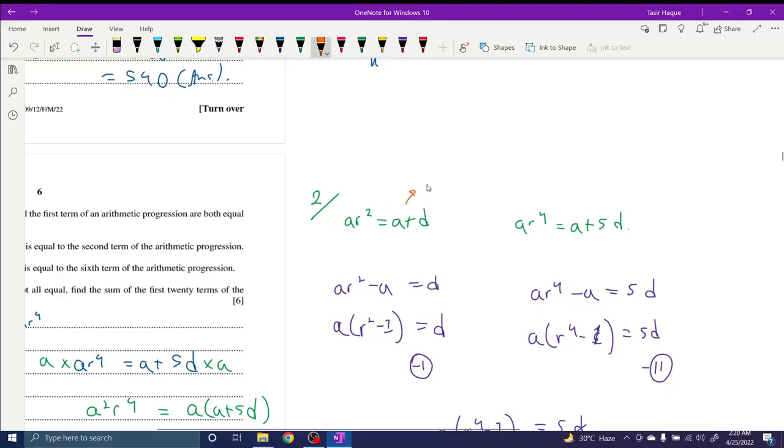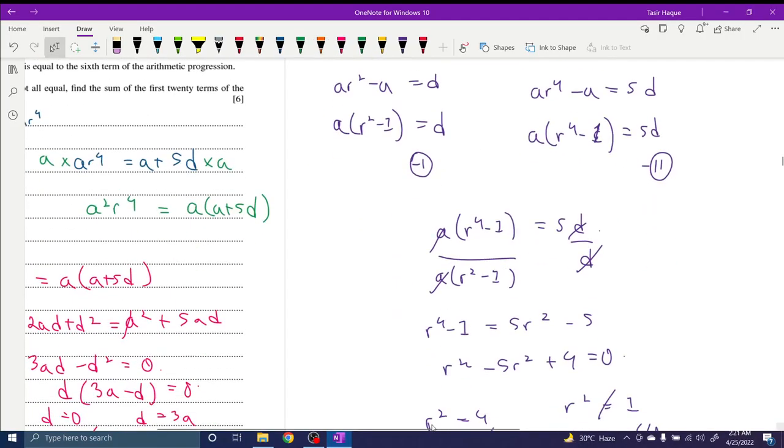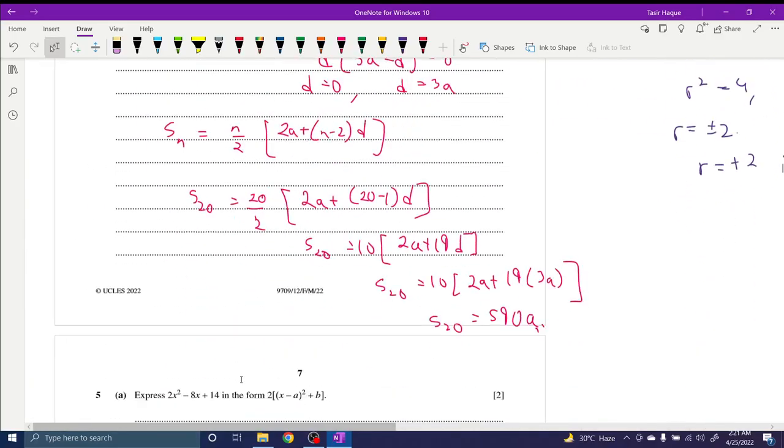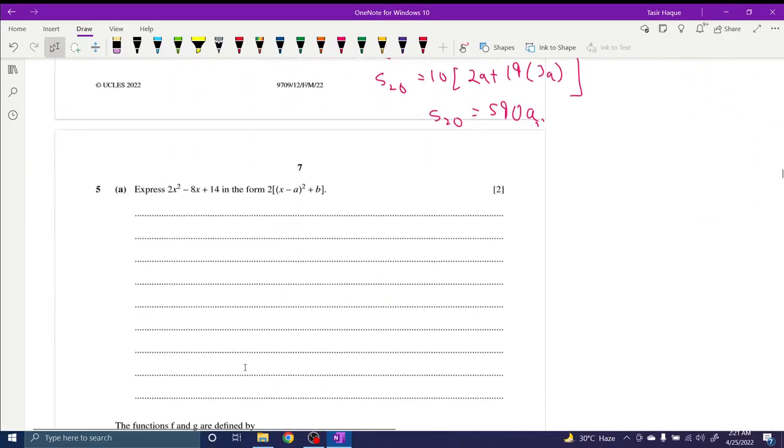If you put this in, like 4a is equal to a plus d, we're going to get d is equal to 3a. This is an example. Now you can just repeat the process we did to get the sum. Now for number 5, express this in this form.